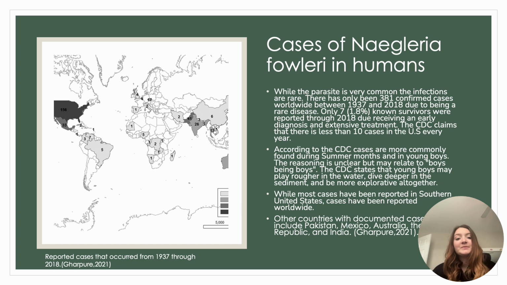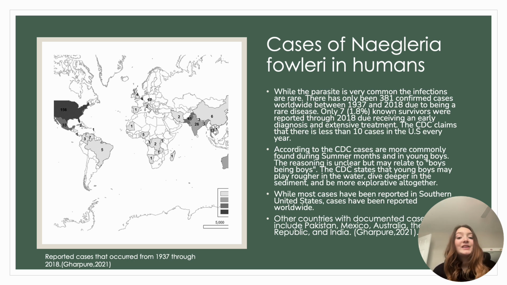The CDC claims that there's less than 10 cases in the U.S. every year, but if you look on the map to the left, it shows how many cases there have been worldwide since 1937, and you can see how dark the U.S. is with 156 cases compared to the next highest number, I think, is 41. So it's a lot more than other areas of the world.